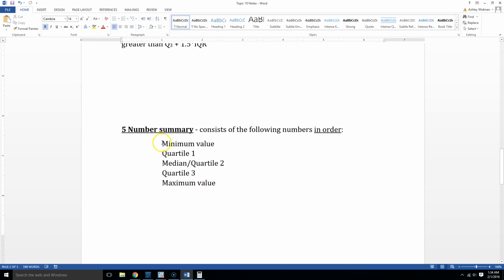So the 5-number summary is these 5 numbers in order. If you switch them and put the max on top and the min on the bottom, as long as all of these are switched as well, that's okay too. But I usually write the numbers low to high. So it's the minimum value, quartile 1, the median, which is the same as quartile 2, quartile 3, and then the maximum value.